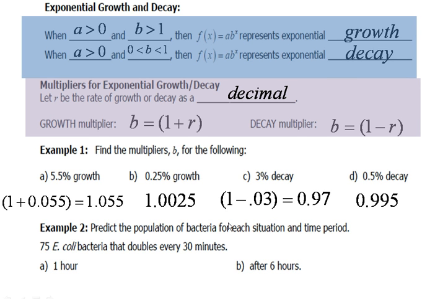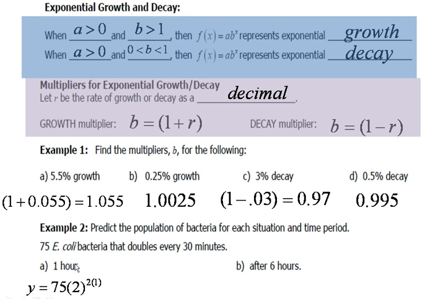First off, we have to keep in mind our parent function, y equals a b to the x, and a stands for our initial value, or how much you have in the beginning. So here we've got 75 bacteria, and then we see that it doubles every 30 minutes. So it's actually occurring twice every hour. If you look at the equation, here's our initial value, our variable a, doubling twice per hour.